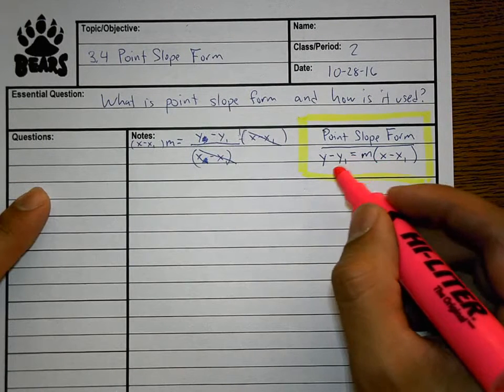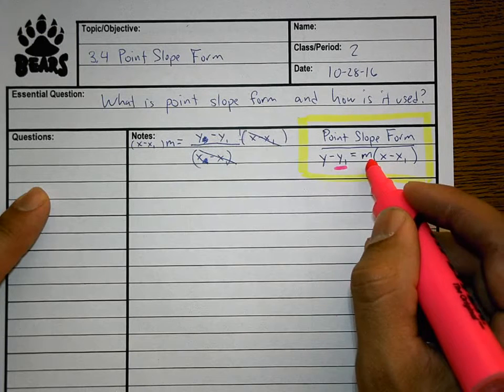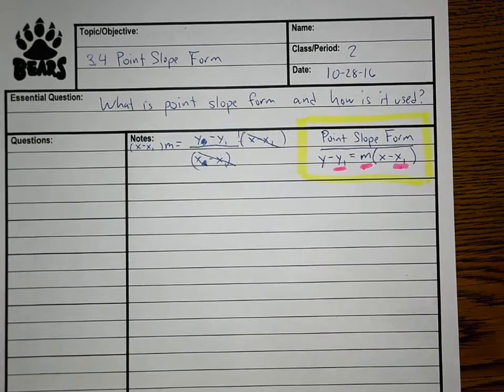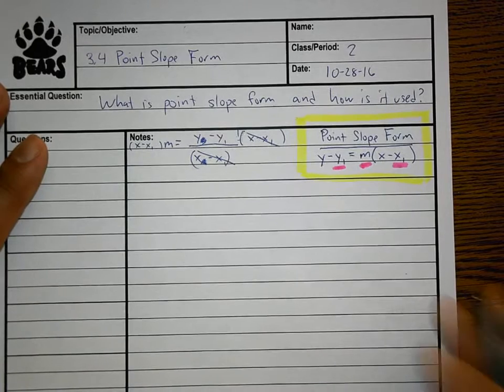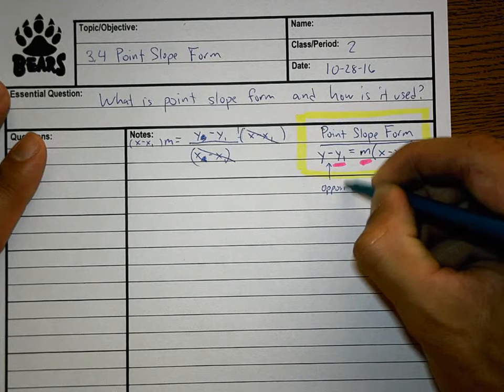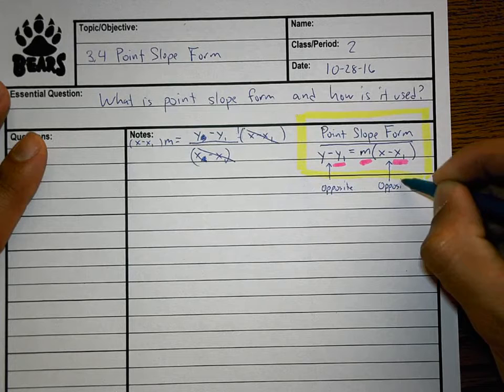The other thing I want you to do is I want you to underline the y1. I want you to underline the m. And I want you to underline the x1. Because just like what we did last unit, where we replaced only the things that are underlined, that's the same thing we're going to do with this point slope form. We're only going to replace those 3 things. The other thing I want you to do is I want you to write right here with a little arrow, I want you to write opposite. And I want you to draw another arrow here, and I want you to write opposite. Just like that.